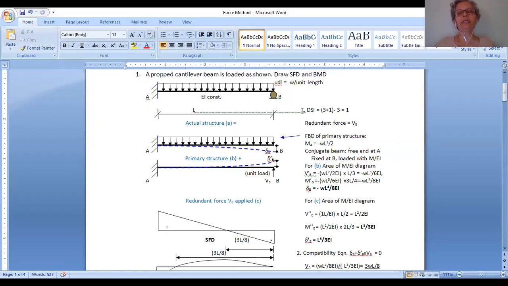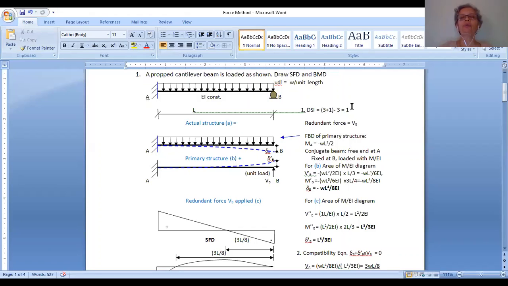As per the earlier steps, first of all, we have to find out the degree of static indeterminacy. Now this is the structure. A and B are the supports. At A there is a fixed end, and at B there is a roller end. How many total unknown reactions are there? 4 unknown reactions, correct. 3 at the left support and 1 at the right support. 3 equilibrium equations are available. So the degree of static indeterminacy is 1.